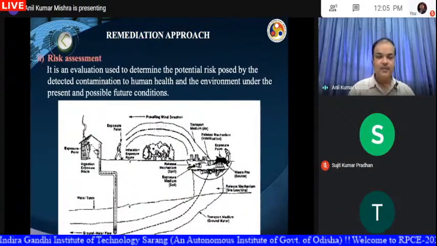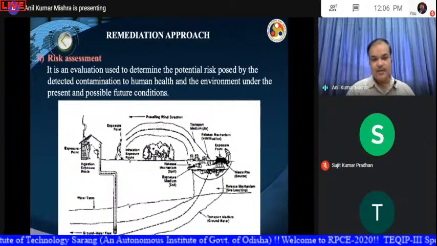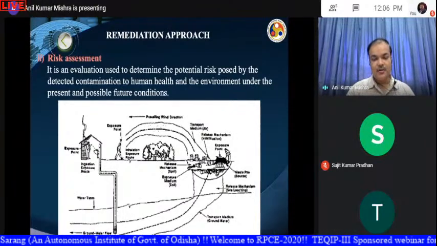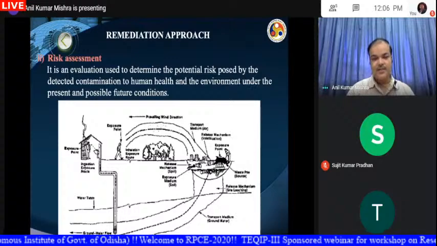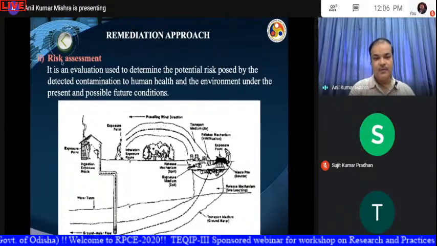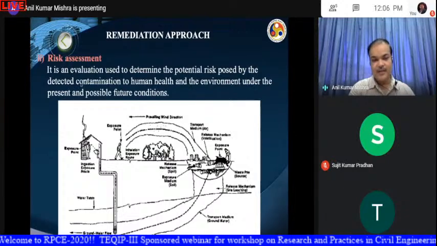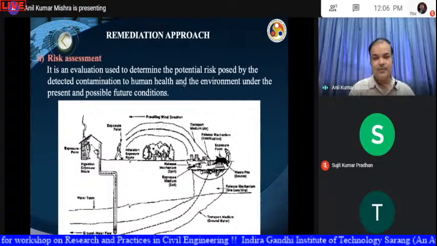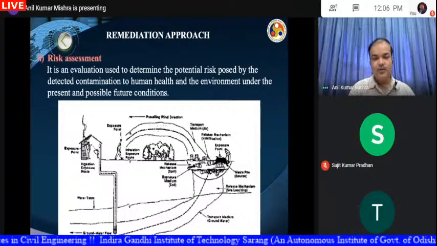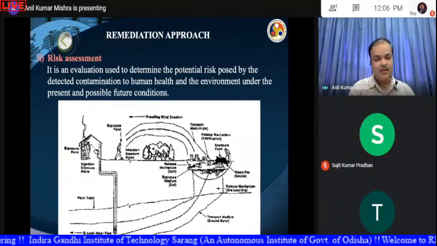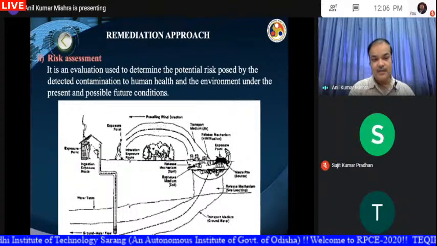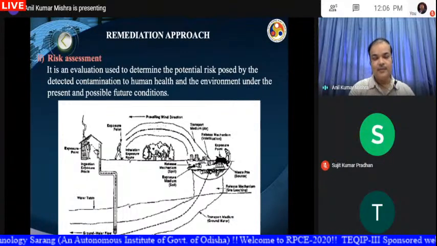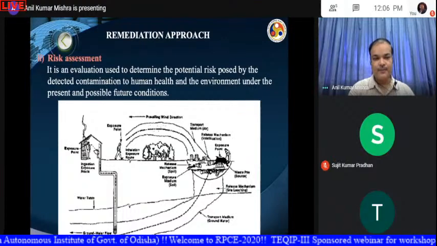Then we have to go for the risk assessment. Remember that the cost of treatment of contaminated soil is very high. Therefore we have to go for the risk assessment to know whether this contaminant can have any detrimental effect on human health or not. So in risk assessment, we have to see whether there is any potential risk posed by the contamination on human health. If it's not, then we can leave it. Or if there is a risk involved, then we have to treat the soil or water.